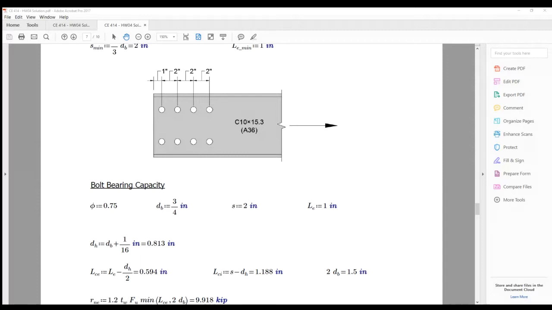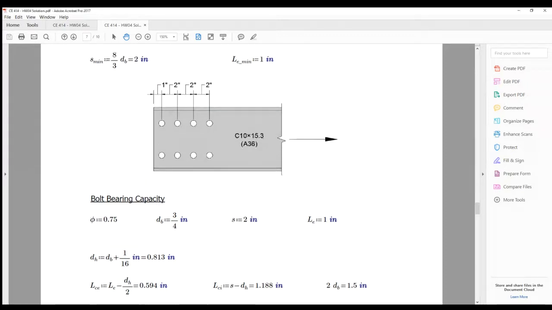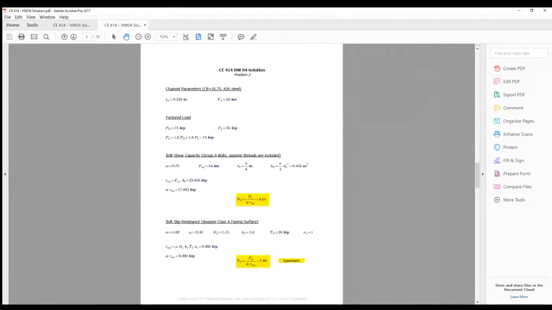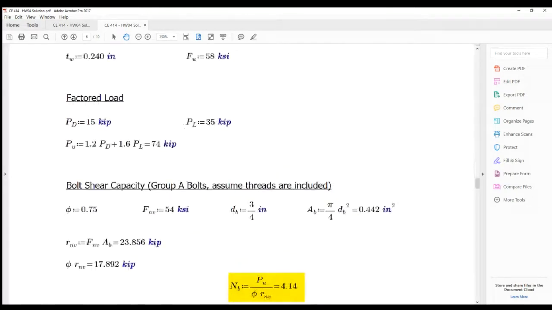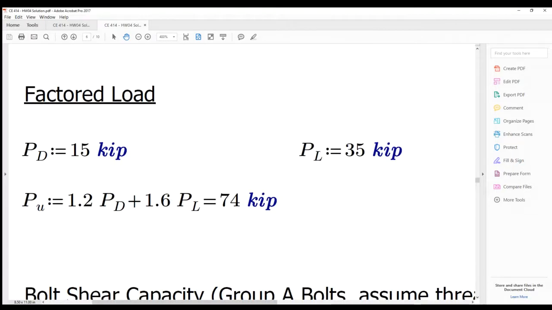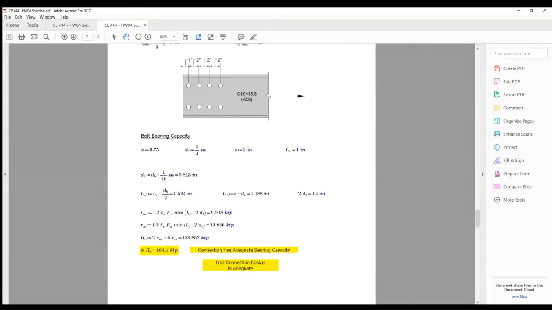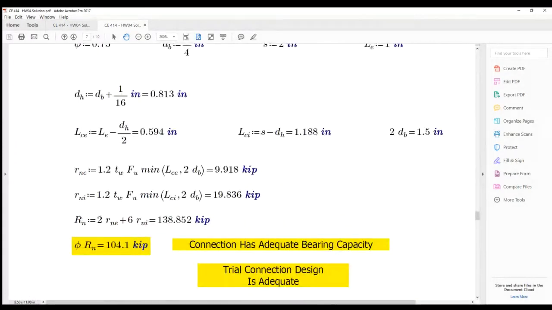Can you explain again how to tell if the connection has adequate bearing capacity? Sure. The simple way is to look at this problem. Let me go back to the beginning of the problem. It had a factored load of 15 kips dead load and 35 kips live load. The simplest way to answer your question is to always look at loads and resistances, and that's the case with everything. This connection as a whole has a factored load of 74 kips. Now, when you look at bolt bearing, the bearing capacity of the connection as a whole is 104 kips. So the connection as a whole has more capacity than the load we're putting onto it. That's why it has adequate bearing capacity: for this example, φRn is 104 kips and the factored load is 74 kips. So it's got more capacity than it does load.